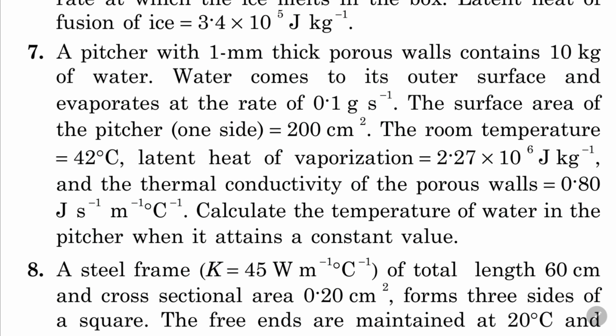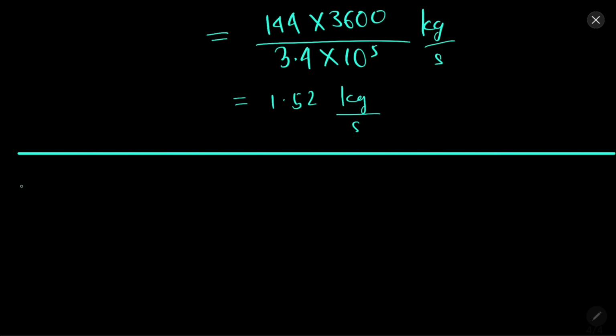In question 7, there is a pitcher with 1 mm thick porous walls, which contains 10 kg of water. Water comes to its outer surface and evaporates at the rate of 0.1 gram per second. Surface area of the pitcher on one side is 200 centimeters square. Room temperature is given. We need to calculate the temperature of water in the pitcher when it attains a constant value. So this one is the 7th one.